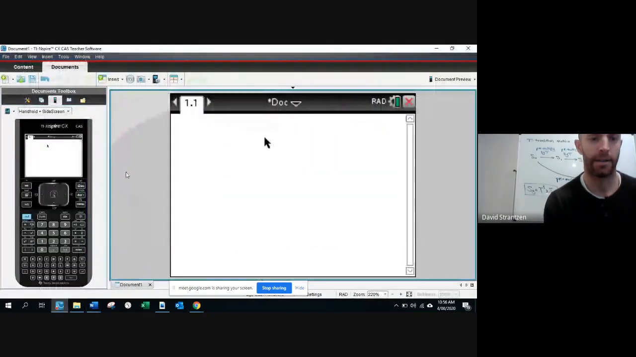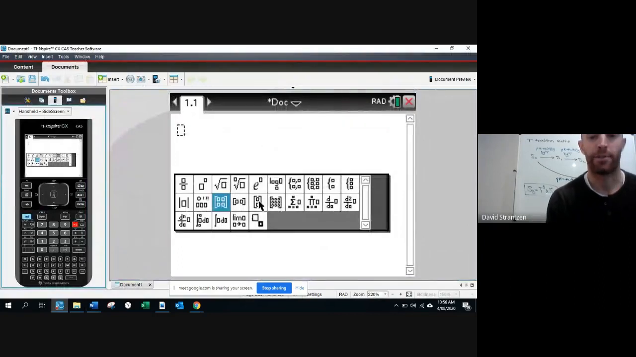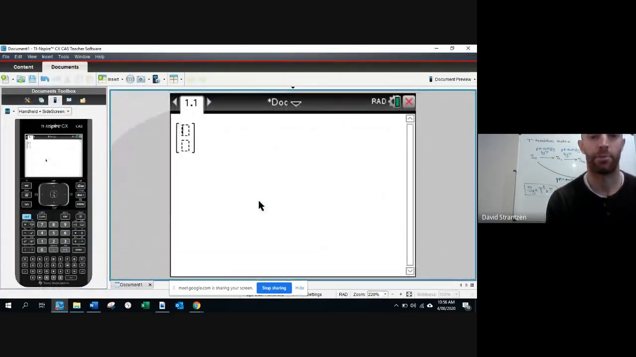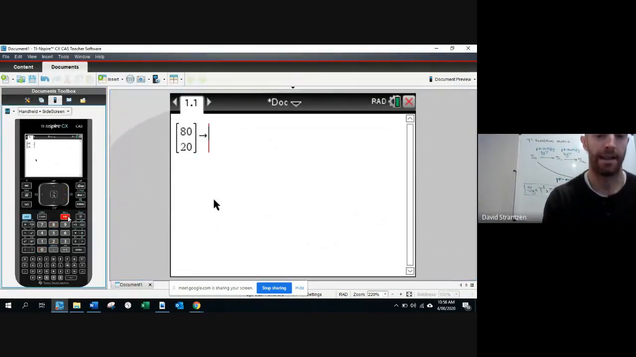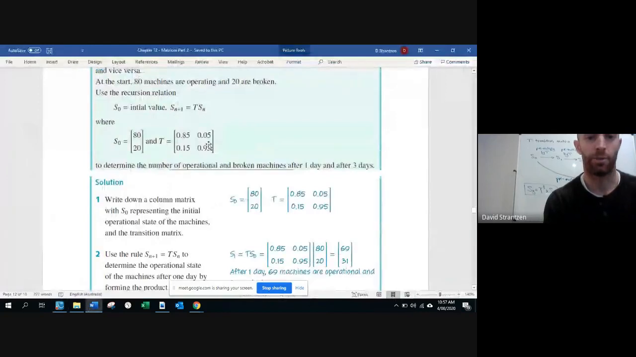So on a calculator page, you know that we can press the templates button. Our initial state matrix is a 2x1, so I choose that option. And we had 80 operational and 20 broken machines. I'm going to store that as S0.